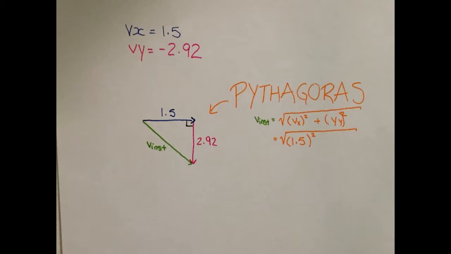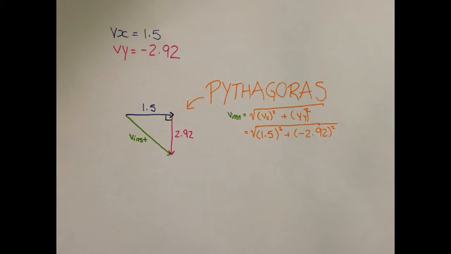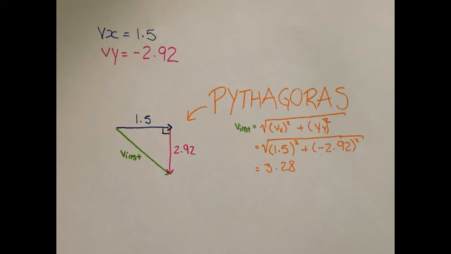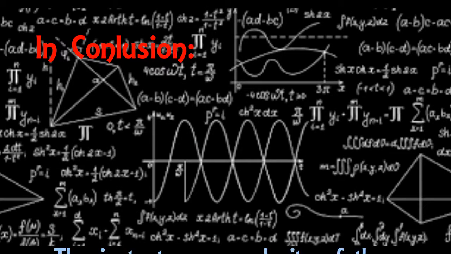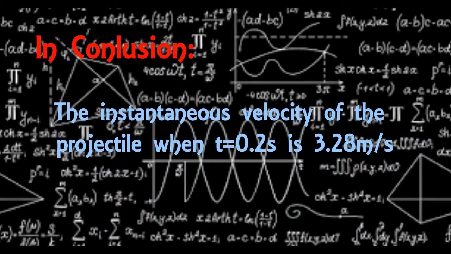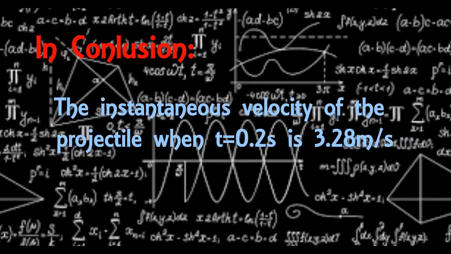Instantaneous velocity is equal to the square root of the horizontal velocity, which is equal to 1.5, squared, plus the vertical velocity, which is equal to negative 2.92, squared. We would get a value of 3.28. Therefore, the instantaneous velocity of the projectile at time equals 0.2 seconds is equal to 3.28 meters per second.